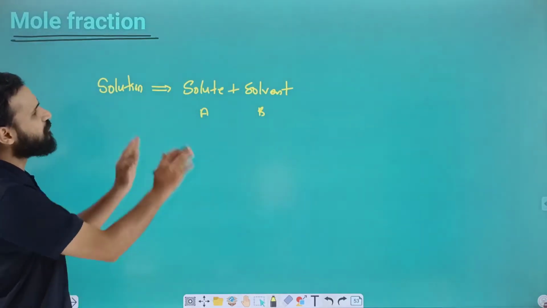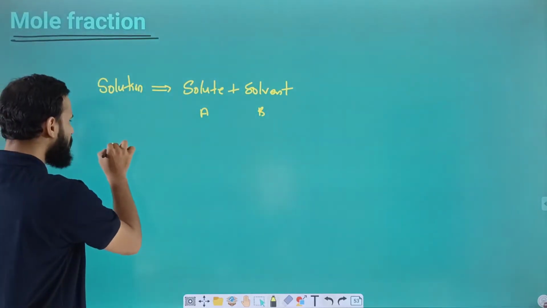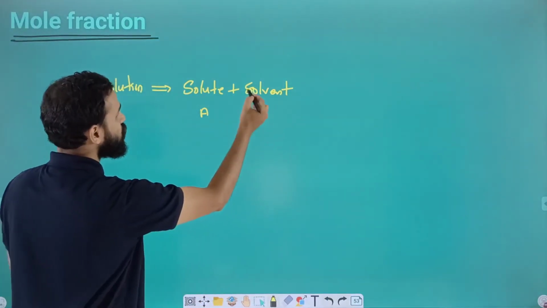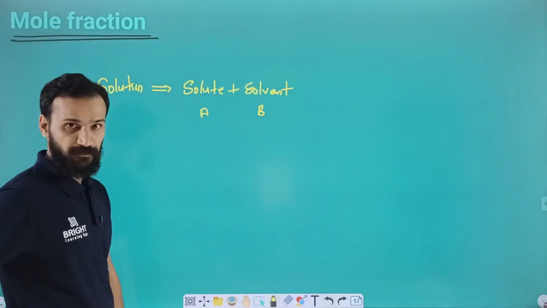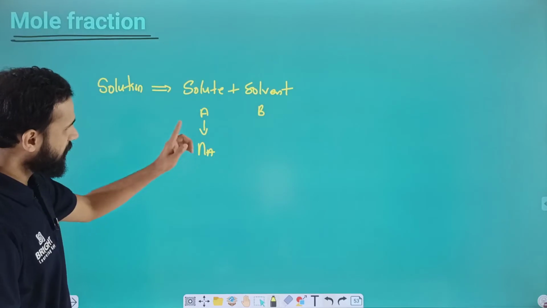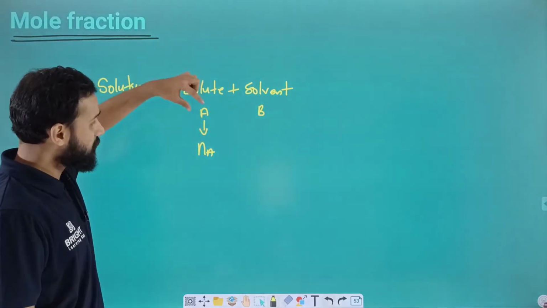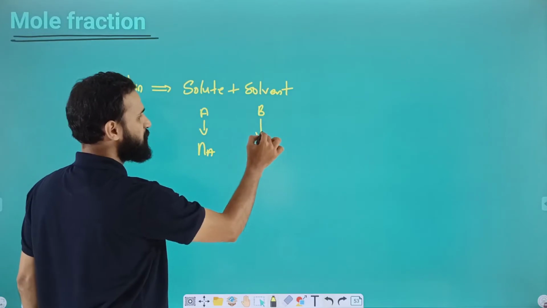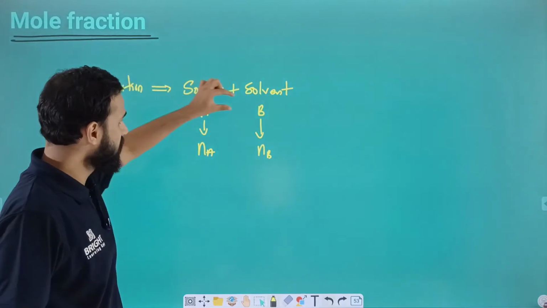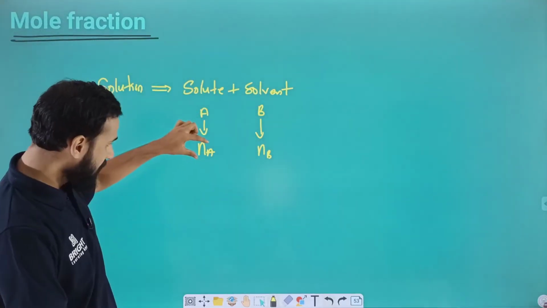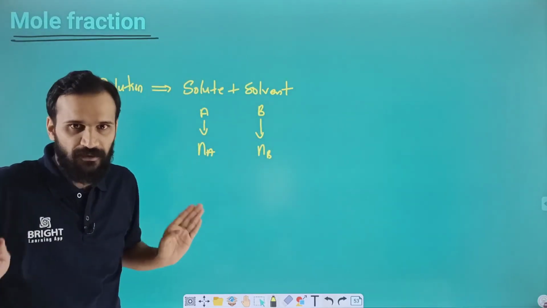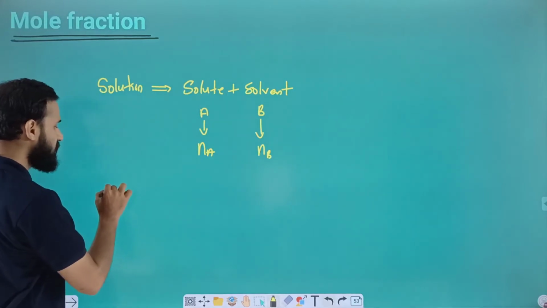And what will be the mole fraction of A? Before that, dear students, solute is A and solvent is B. And I'm writing Na represents number of moles of A, and Nb represents number of moles of B. A is the solute present in the solution, B is the solvent present in the solution, and Na is the number of moles of solute in that solution, Nb is the number of moles of solvent in the solution. Have it clear?